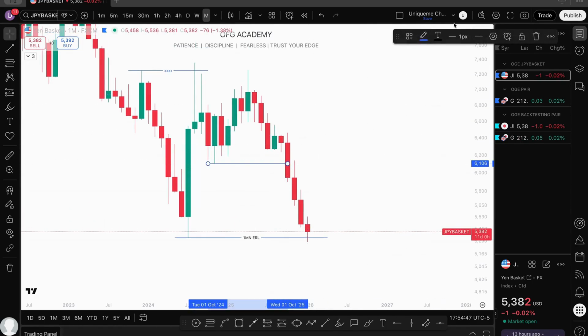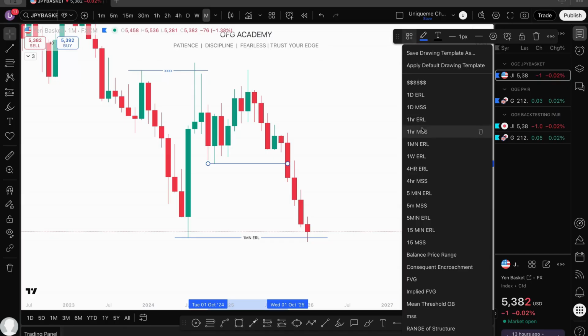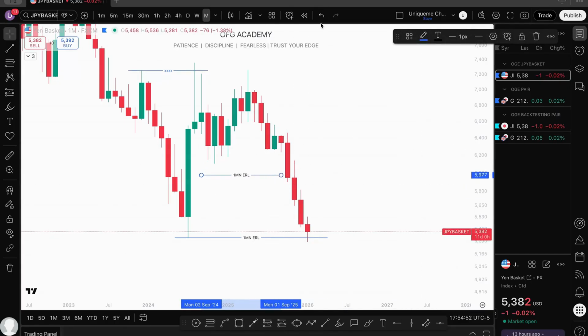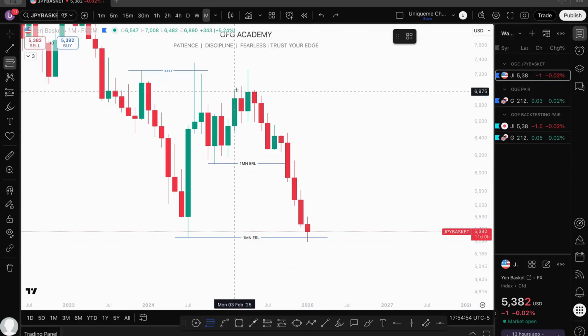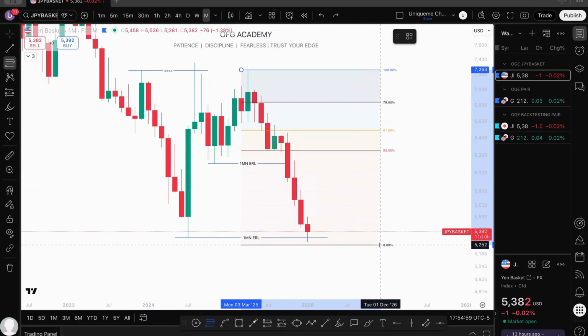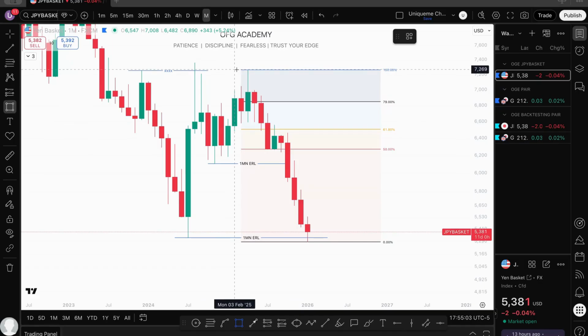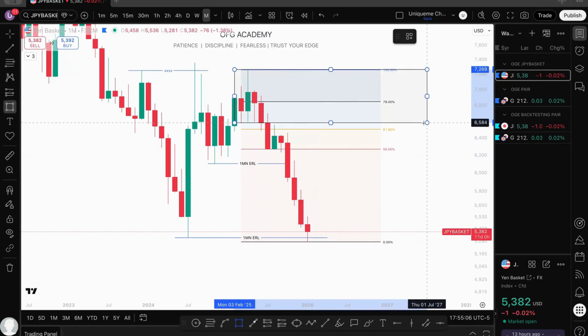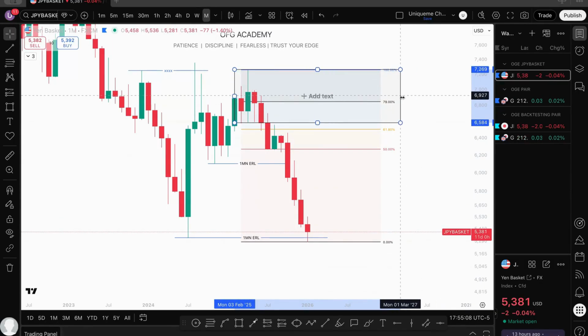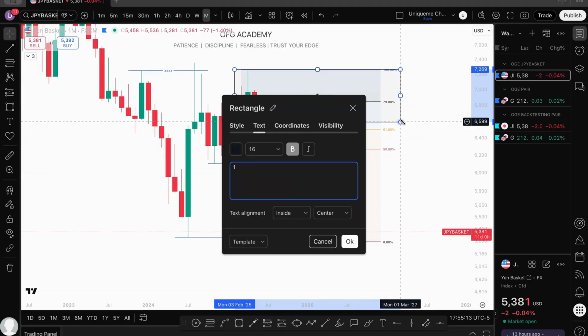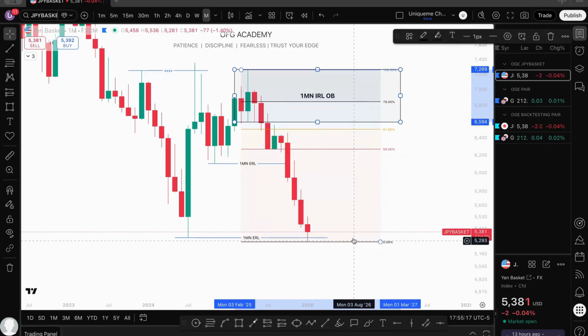That's like a mitigation block, sorry. Now for my Fibonacci from this high to this low, right? What do I have? I have an order block above here. I'm expecting price to buy up, meaning we're in the discount area.